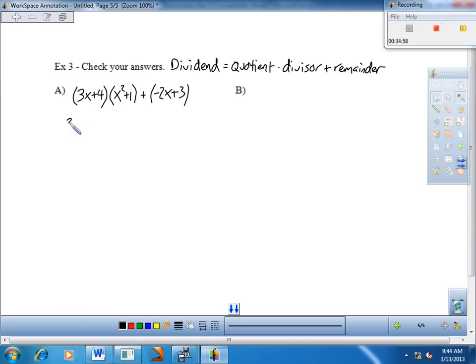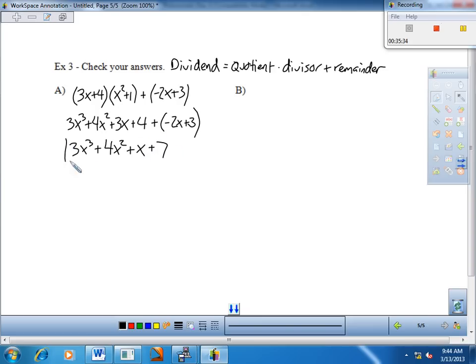FOIL, I get 3x cubed. And let's see, I'm going to just go ahead and do this in standard form. I've got a 4x squared plus a 3x and plus a 4. And then plus negative 2x plus the 3. So I FOILed right there, got that piece. Let's combine any like terms now. It looks like I have 3x cubes. I have 4x squareds. I have a 3x and a negative 2x added together, so I have a 1x and a 4 plus 3.